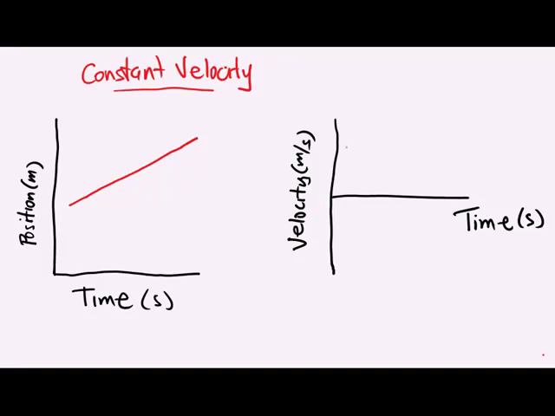For velocity, what we'd find out is, I'll mark this as being 0 here, because our velocity stays the same, there's no change in the velocity with time. We would see something that looked like that.